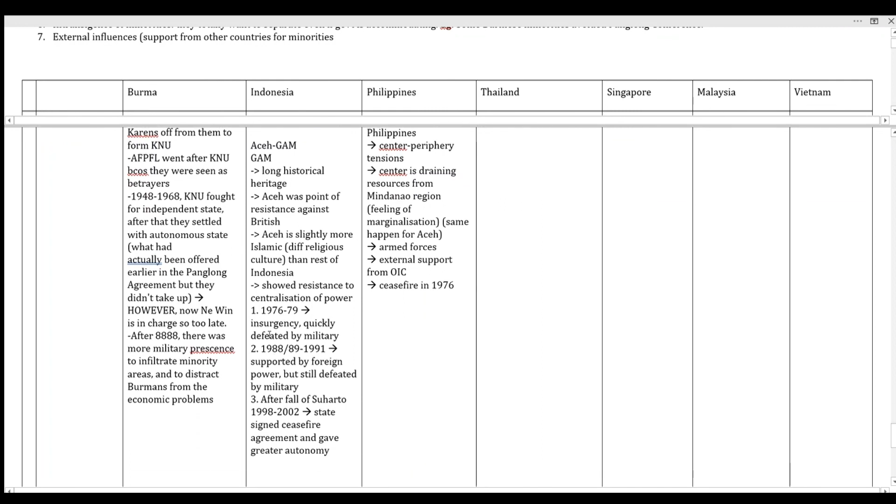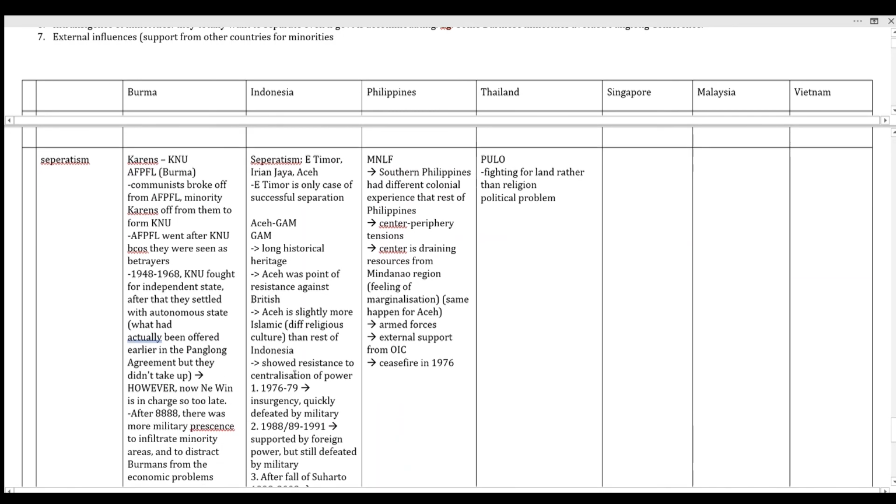So this led to an insurgency, which was defeated by the military very easily, and afterwards they were supported by foreign powers. I think the International Islamic, or is it the OIC? I'm not sure, but they were supported by foreign powers, but they were also defeated by the military. And after Suharto lost power, in 1998 to 2002, they got a ceasefire agreement which gave them a bit more autonomy. And that's pretty much the state they're in right now.